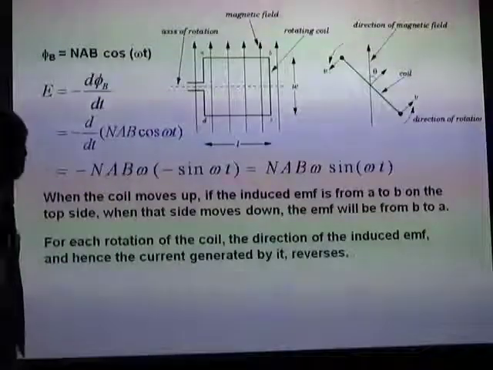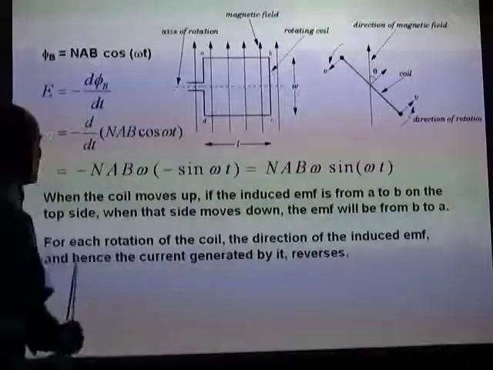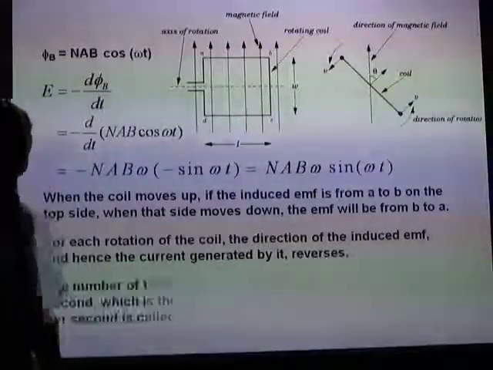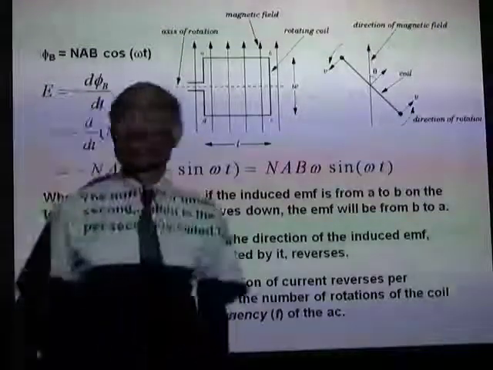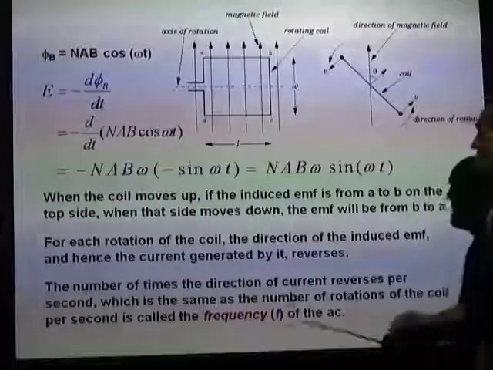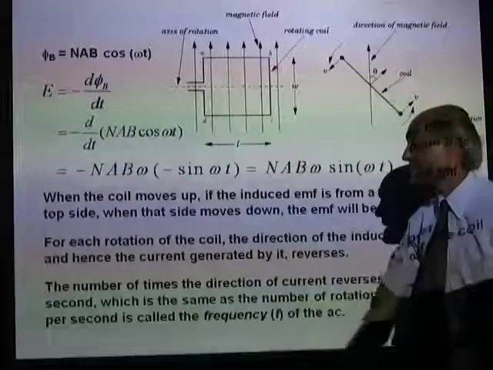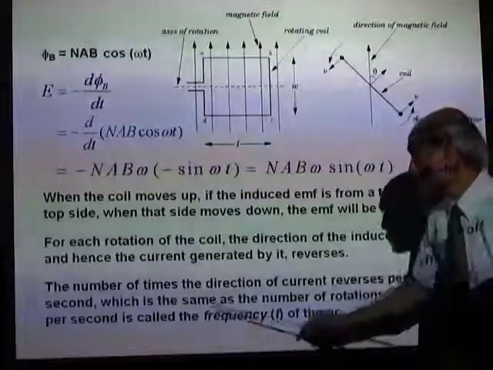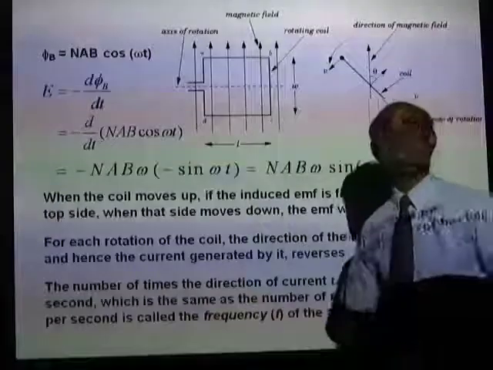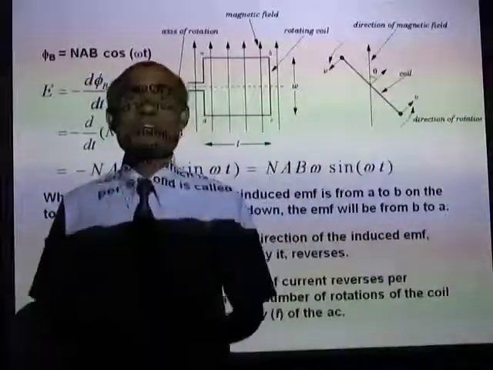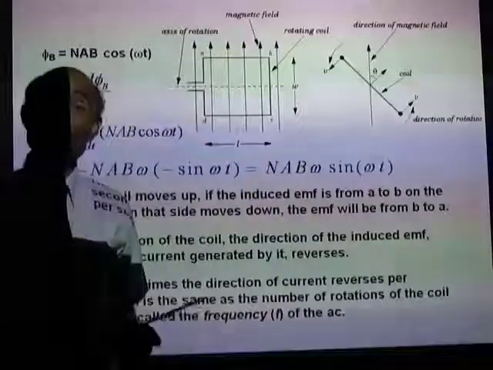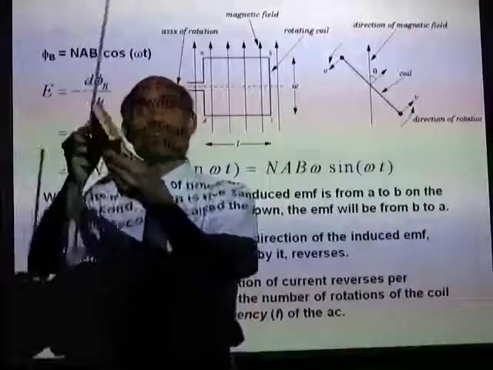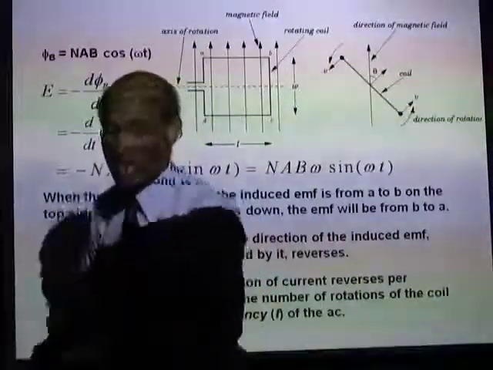Now, for each rotation of the coil, the direction of the induced EMF and hence the direction of the induced current will reverse. And that's why we call it the alternating current. The number of times the direction of current reverses per second, which is the same as the number of rotations per second, is called the frequency of the AC. The normal AC that we use in our homes and offices has a frequency of 60 Hertz. That means the coil that generates the current will rotate 60 times inside the magnetic field.